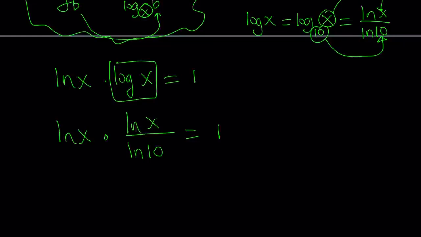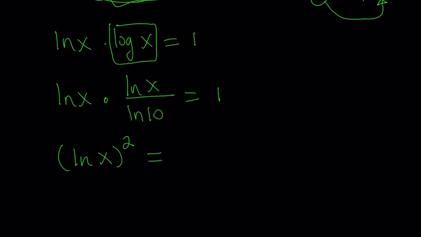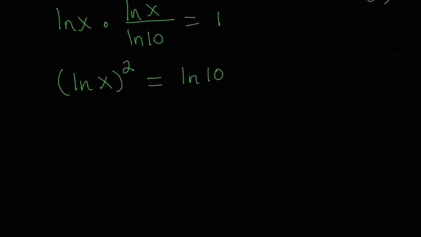So let's go ahead and cross multiply. ln x times ln x is going to be ln x squared. Cross multiplying gives us ln 10 times 1. Great. So what is that supposed to mean? Well, if a squared equals something, you can square root both sides, but you have to use absolute value because the square root of a squared is absolute value of a, which means if a is positive, this is going to turn into positive a. If a is negative, it's going to turn into negative a. So we have to consider both cases while square rooting.